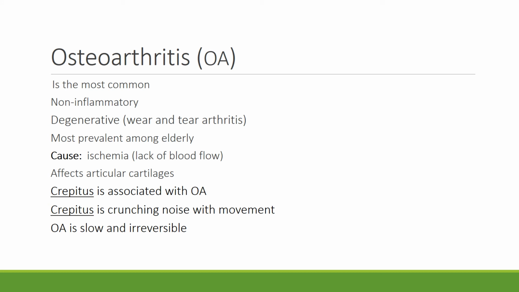Osteoarthritis, also known as OA, is the most common type of arthritis. It is non-inflammatory in nature. It is degenerative, which means it results from wear and tear. It's most prevalent among the elderly. The cause is ischemia or lack of blood flow. It affects articular cartilages, which are the cartilages that cover the ends of the bones.